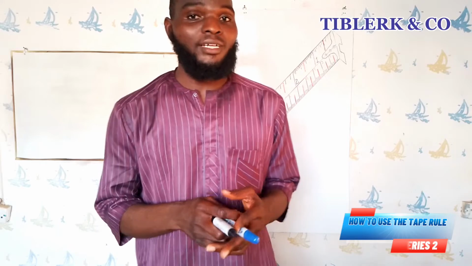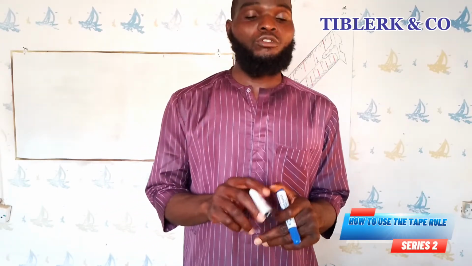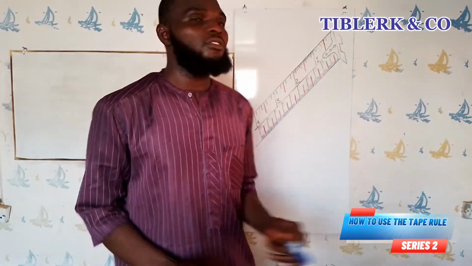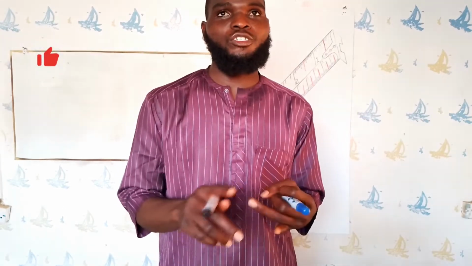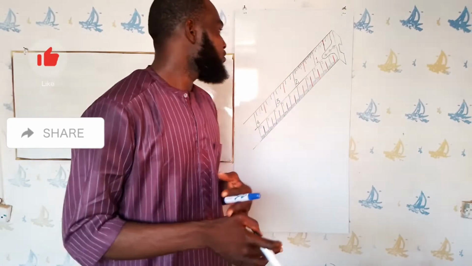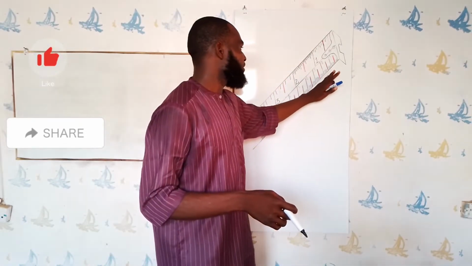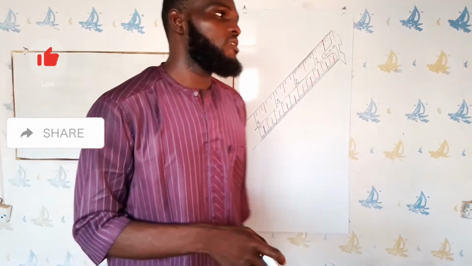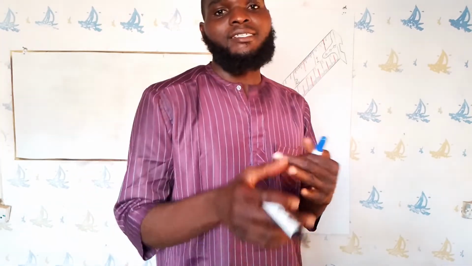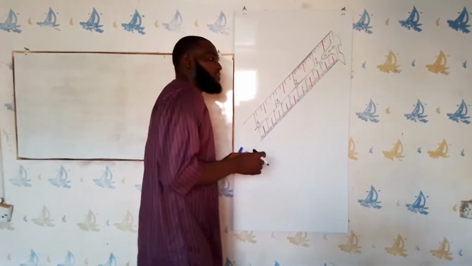Today we continue the topic we started in our last class, which is how to use the tape rule. We treated the numerator part of the tape rule, which is graduated in imperial units, that is the inch, feet, and so on and so forth, and division of it, fraction of it. Now we are going to treat the denominator, which is in metric units. When we say metric units, we are referring to millimeter, centimeters, and meter, as the case will be.